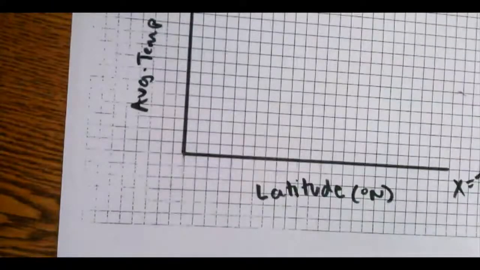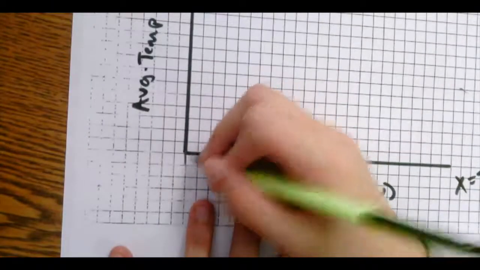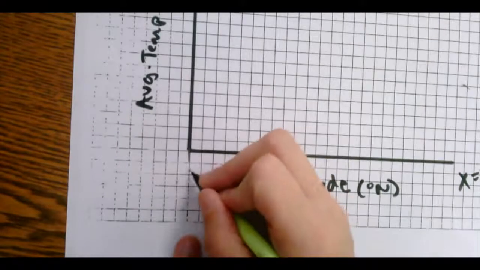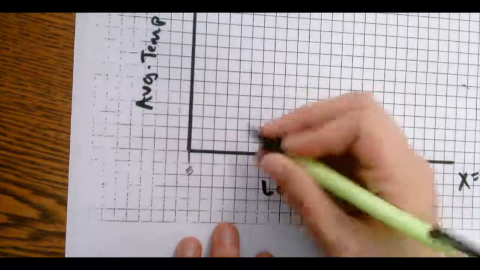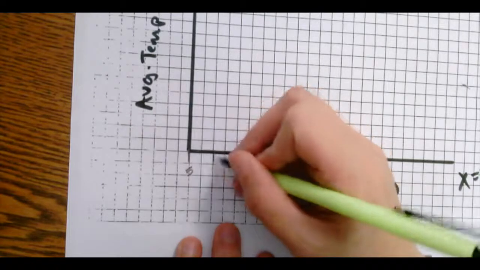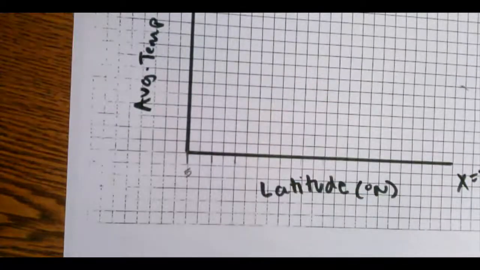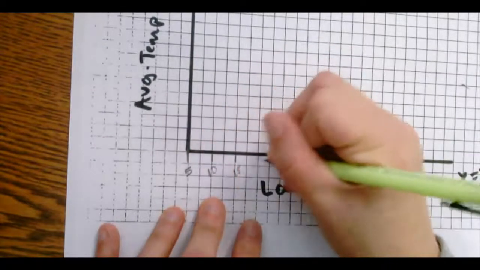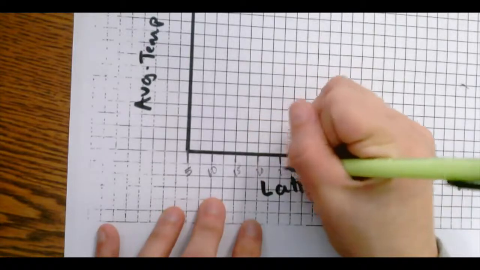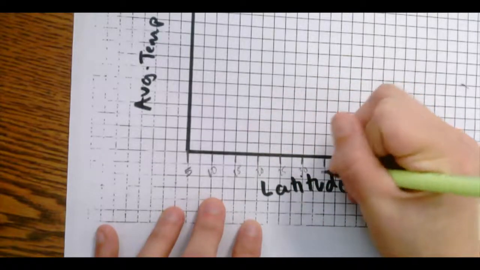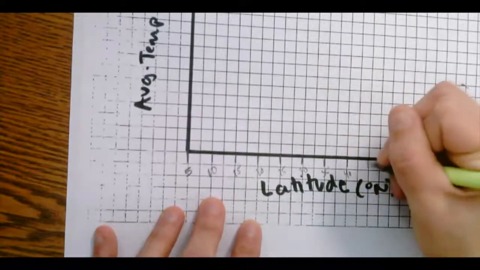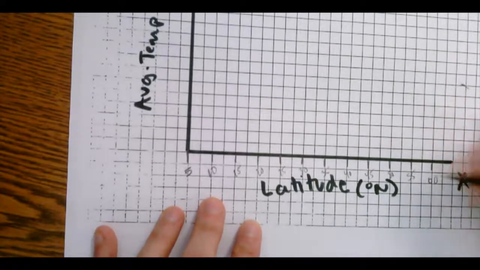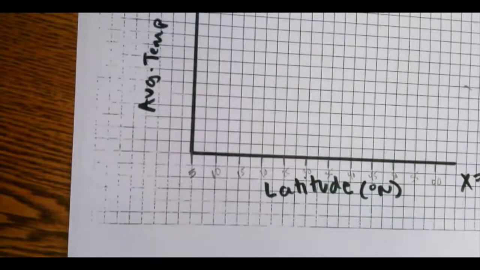Let's see. What if we started at 5, and then every 2 we went by 5s? Okay, so we start at 5, and then we go 10, 15, 20, 25, 30, 35, 40, 45, 50, 55, 60. That works. Okay, and now I'm using almost all of my x-axis.